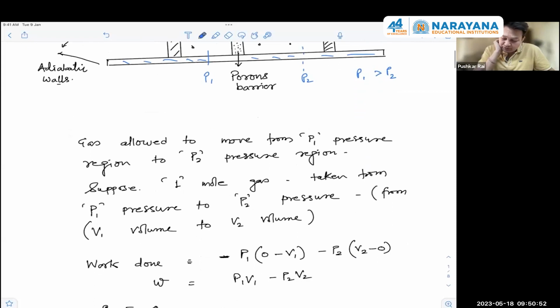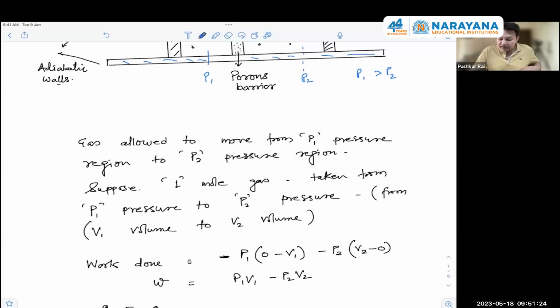Gas is allowed to move from the P1 pressure region to the P2 pressure region. Suppose 1 mole of gas is taken. So 1 mole of gas is taken from P1 pressure to P2 pressure. What will happen? 1 mole of gas which was initially in the P1 region must have molar volume V1. That molar volume is totally passed into the other side. So 1 mole of gas from P1 to P2 pressure, from V1 volume to V2 volume, has gone.